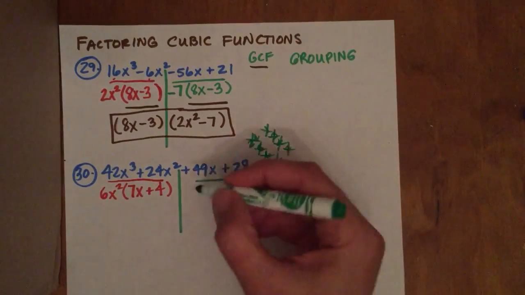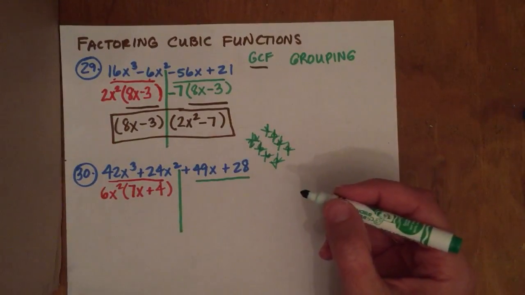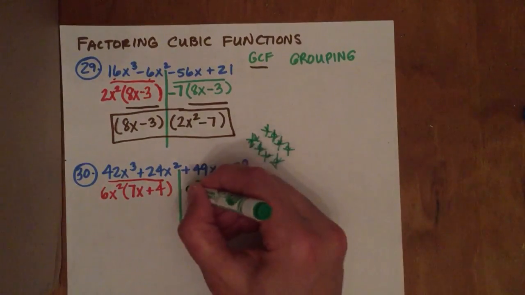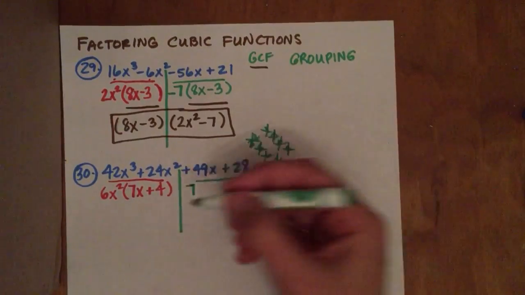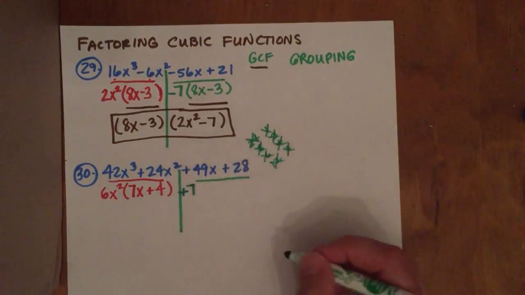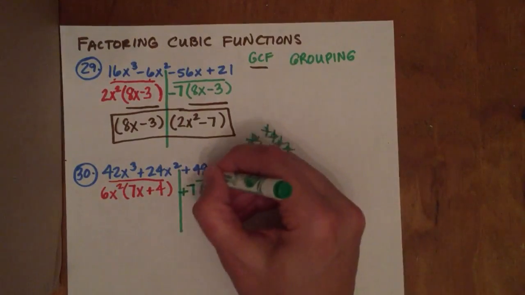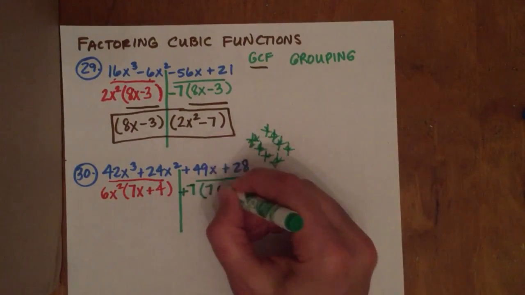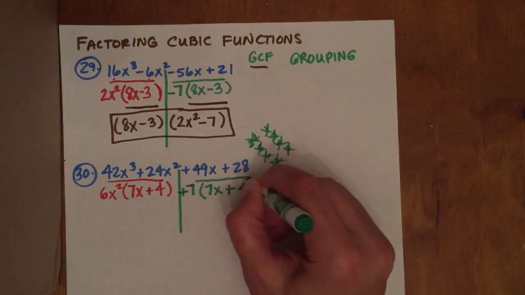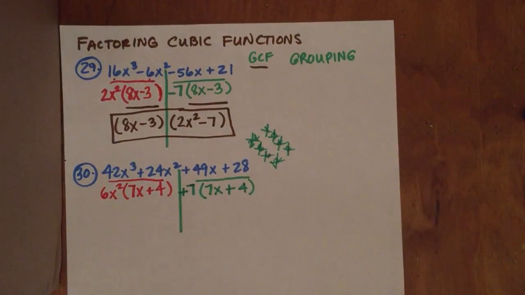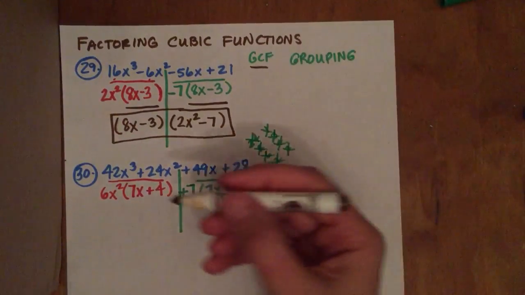Between 49 and 28, I do have a greatest common factor, and that is 7. And I have positive, positive over here. Everything's positive, so I don't have to worry about signs, so I know it's going to be plus. 49 divided by 7 is 7, and that leaves me with an x. And 28 divided by 7 is 4. So now I'm ready to do my next set of GCFs, greatest common factors.